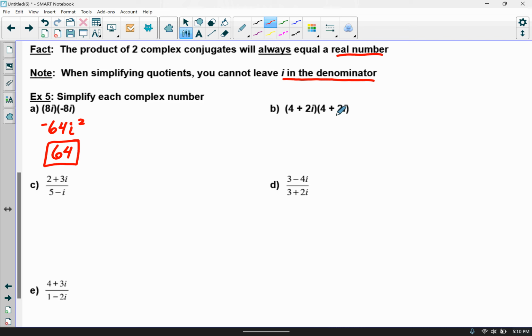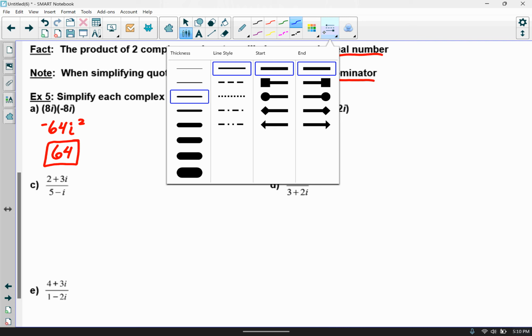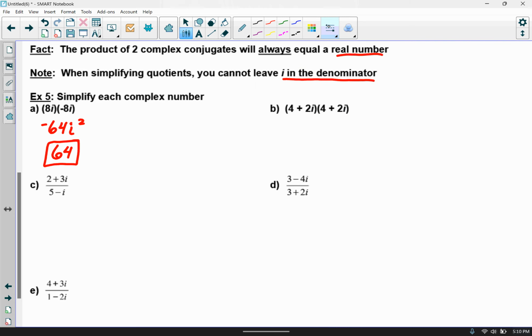All right, so like I said up above in that last note, it's not legal to leave I in the denominator. So in order to get I out of the denominator, you multiply by your complex conjugate. So you multiply the top and the bottom by the conjugate of the denominator. So here I have 5 minus I. So remember, the only thing that changes is the sign in the middle. So 5 plus I on top and bottom.